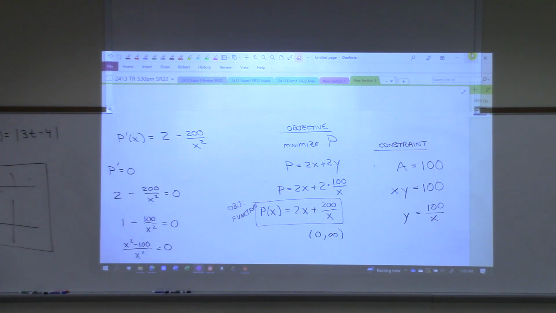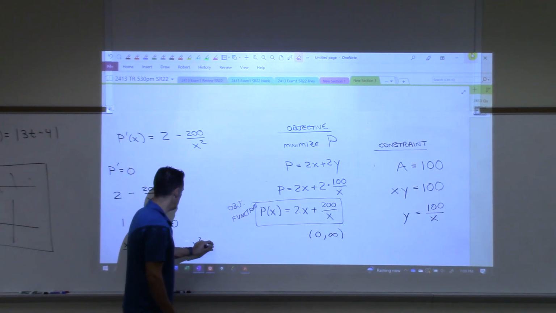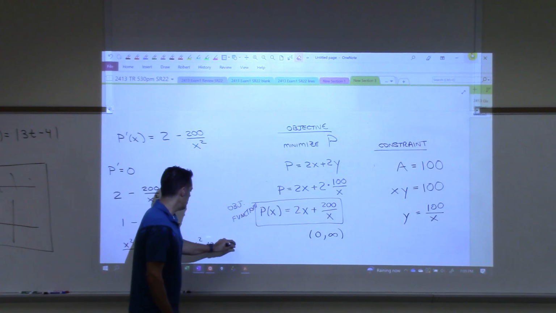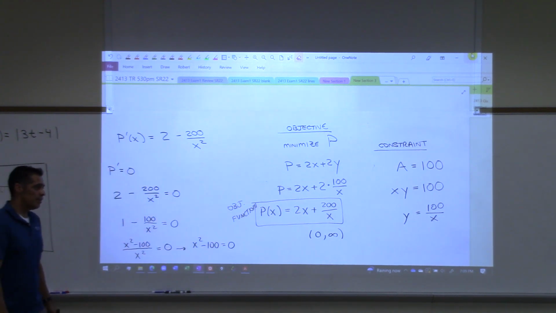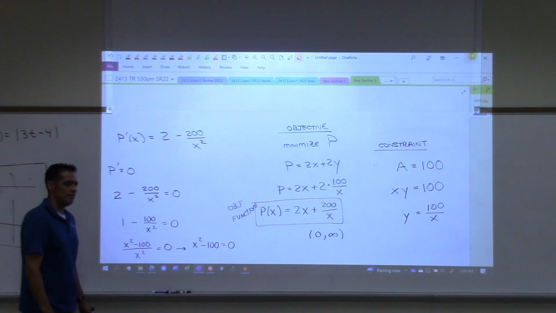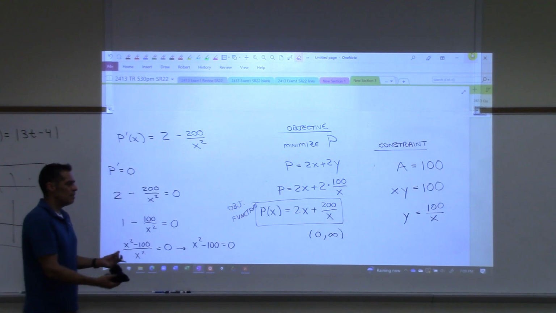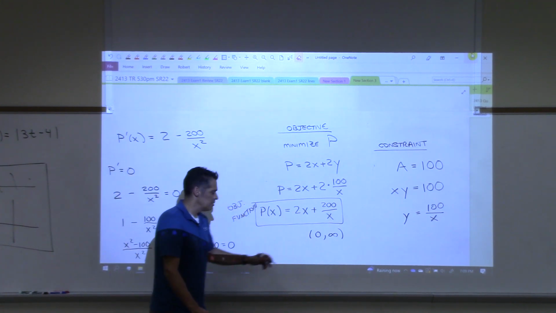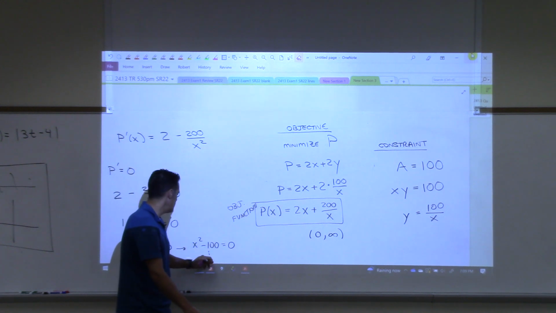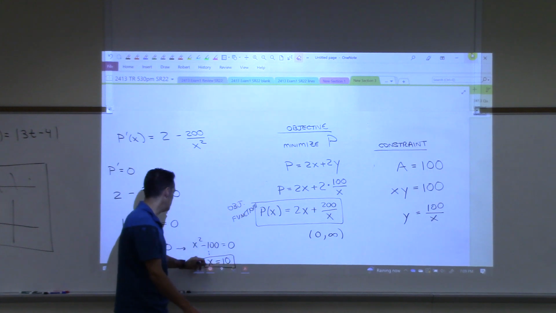And a fraction can only be 0 if the top's 0. So now this becomes x squared minus 100 equals 0. Move the 100 over to the other side. Square root both sides. You get 2 answers, plus or minus 10. We're only going to take the plus, because our domain is positive numbers. So from here, x is 10. That is one critical number.